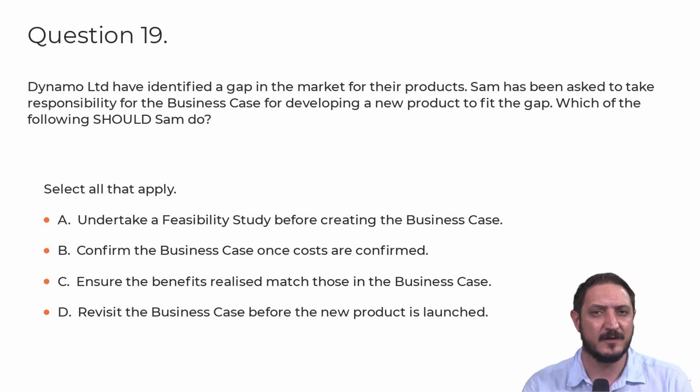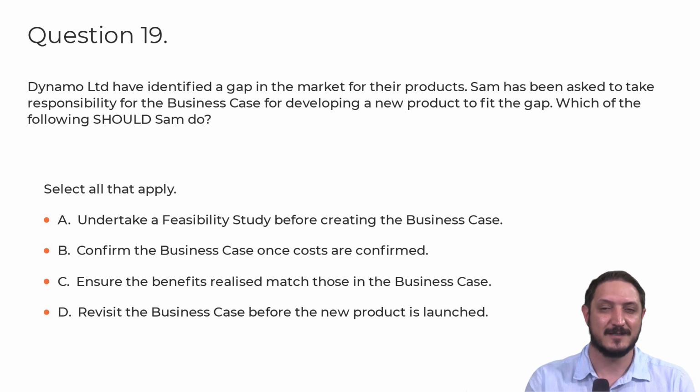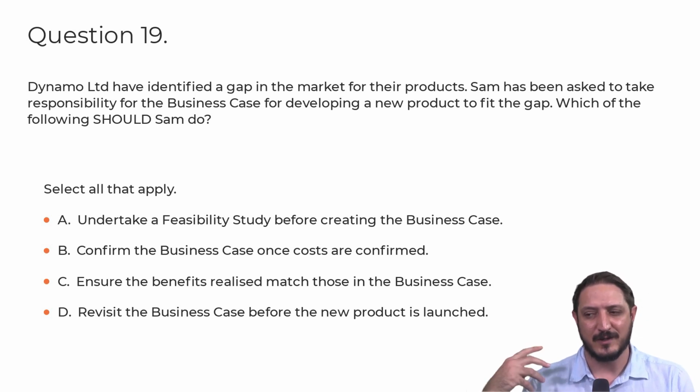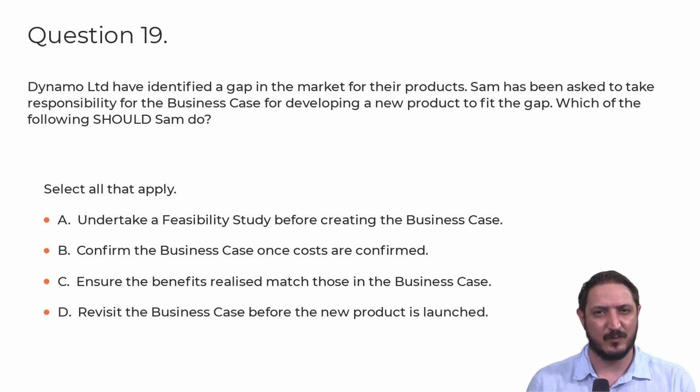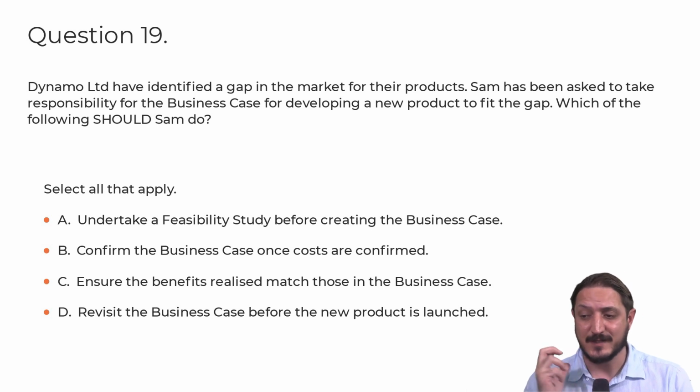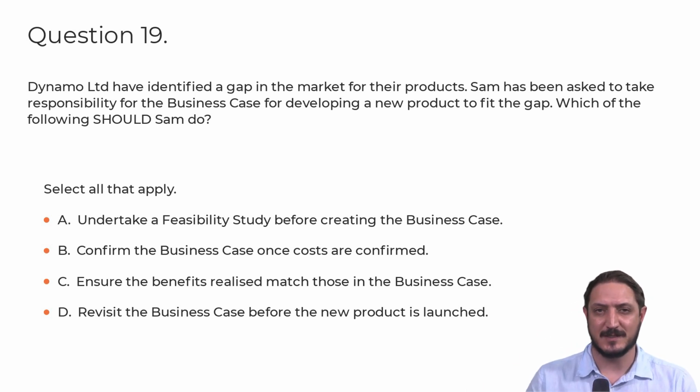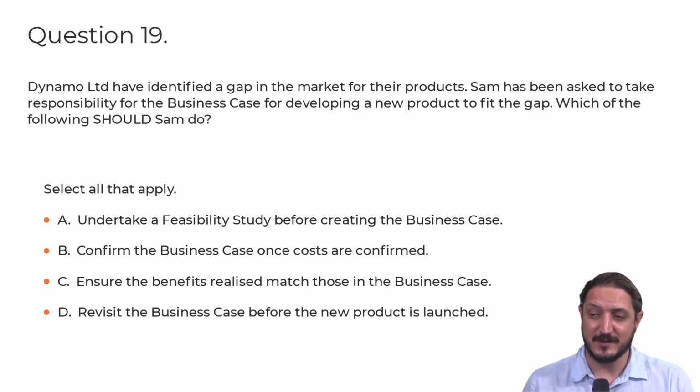But once the project is closed, then the justification for the project ceases to exist. Therefore, we don't need to look back at benefits as they're being realized and such. There's other documentation, there's other activities in project management that does that. But in this context, the true activities of a business case and how it fits into the business analysis or the project life cycle, the correct actions that Sam will take for Dynamo Limited would be A, B, and D here.